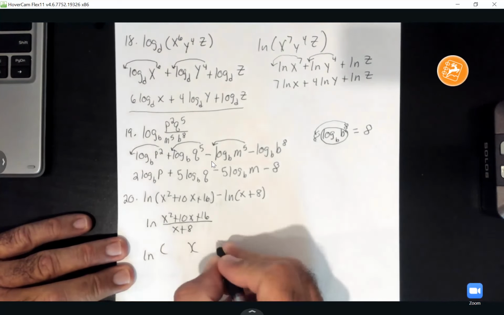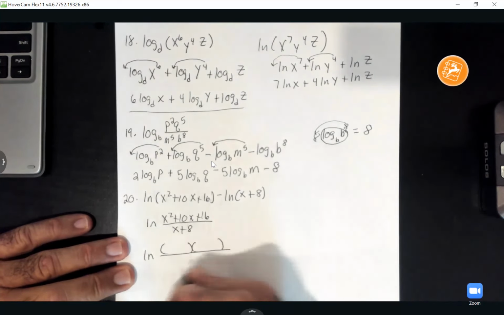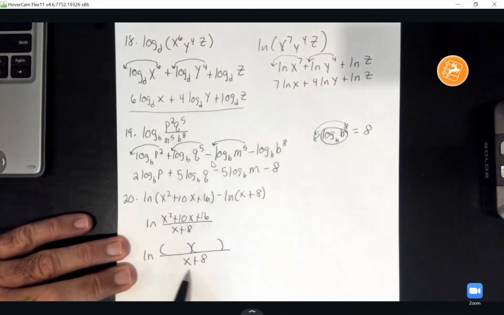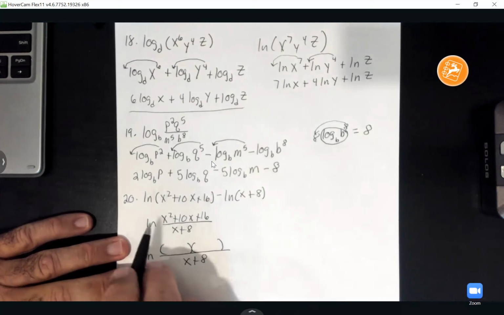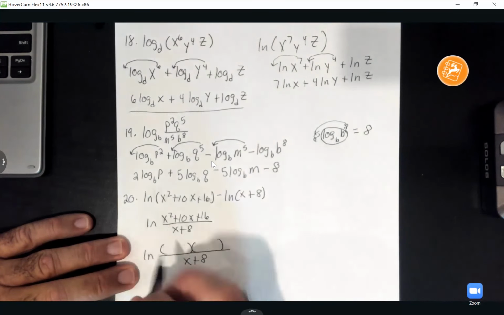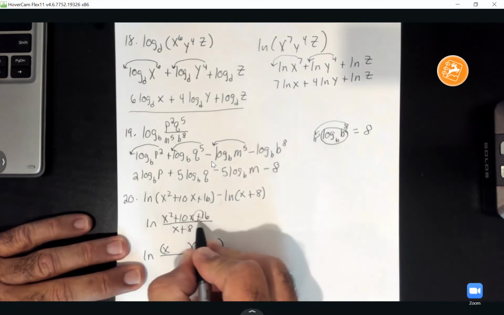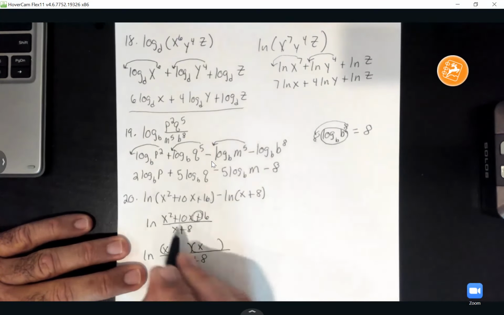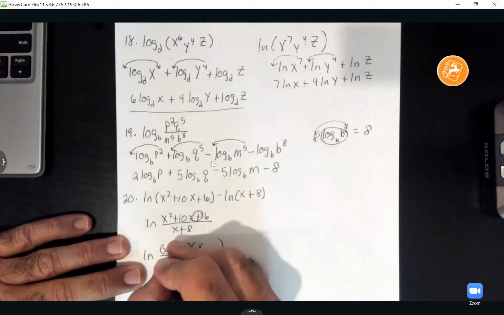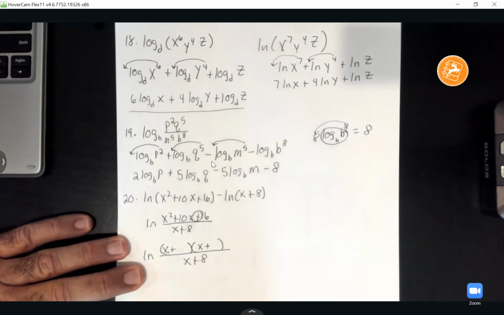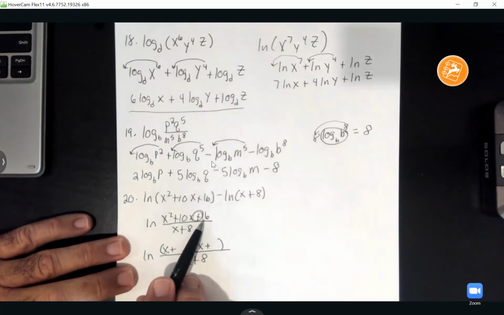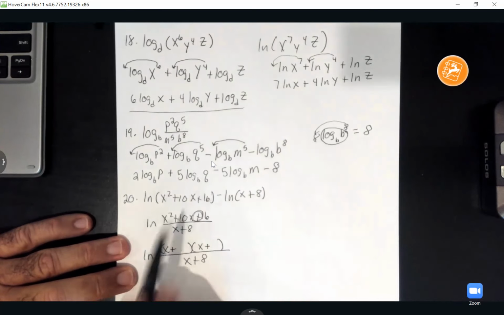So on our number 20, we have to factor the top and put that over the x plus 8, because there's nothing I can do to the x plus 8. So let's factor this top. X squared is an x and an x. 16 is positive, so both factors have the same sign as the 10 in the middle. I need factors of 16 that add to get 10, and one of them better be an 8.